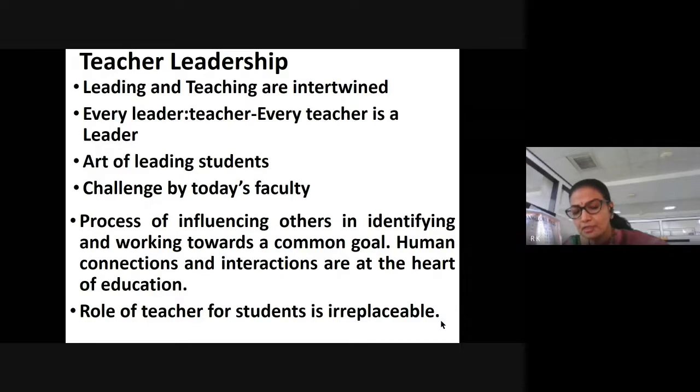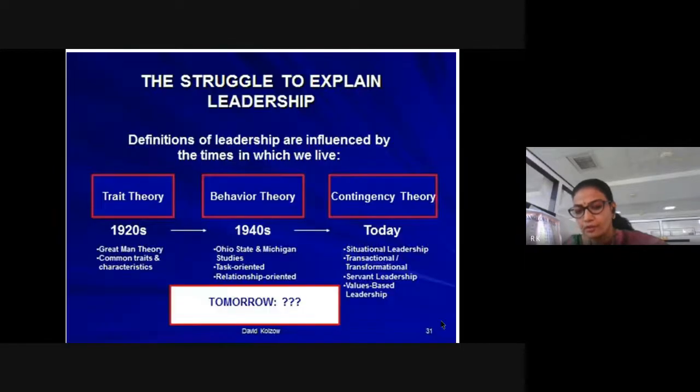Leadership is basically the process of influencing others in identifying and working towards a common goal. This is the basic definition. Human connections and interactions are at the heart of education. So, definitely, we need to understand that some kind of connectivity needs to be established between one individual and the other, a teacher and a student. Let's take a deeper understanding that the role of a student and the teacher is irreplaceable, especially the role of a teacher.